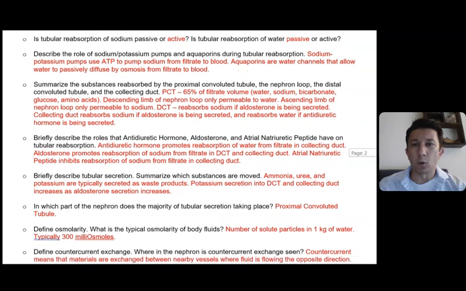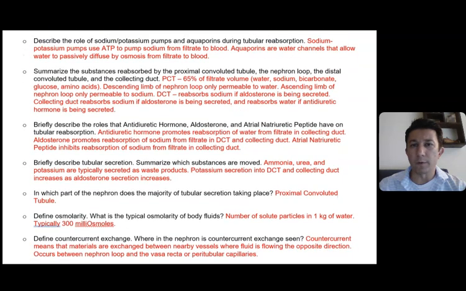We talked a little bit about the role of the sodium-potassium pumps and the aquaporins already, mentioning that the sodium-potassium pumps use ATP to pump sodium from the filtrate into the bloodstream, and aquaporins are the passive transport channels that allow water to diffuse by osmosis from the filtrate back into the bloodstream. So now let's take a look at where a lot of that reabsorption is taking place in all the major structures of the kidney tubules, starting at the proximal convoluted tubule.